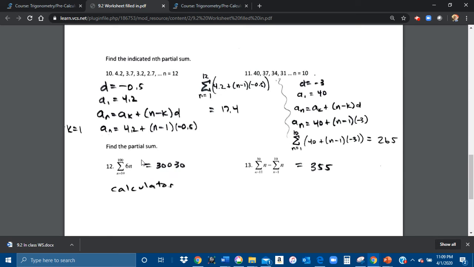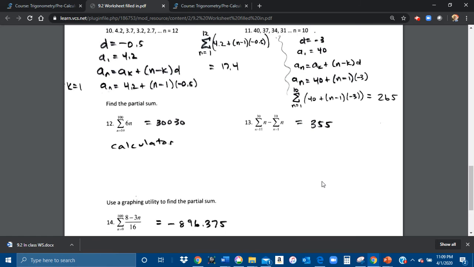This is one that I could have done without a calculator by doing the sum from n equals 10 to 100. 10 plus 100 is 110 times 6 would be 660, divided by 2, but let's just do it with our calculator, and it turns out to be 30,030. Again, you could do this the hard way, or just simply use our calculators, making sure we do it correctly, 355. So practice those to make sure you can understand how to get those answers.